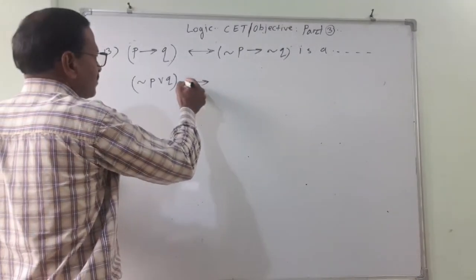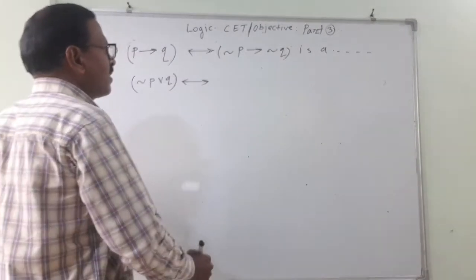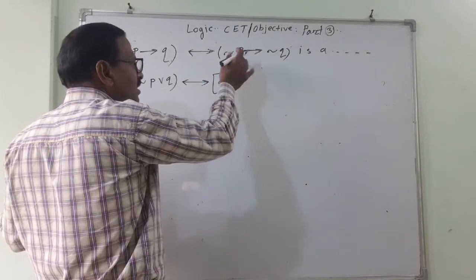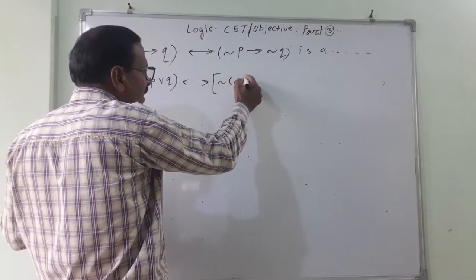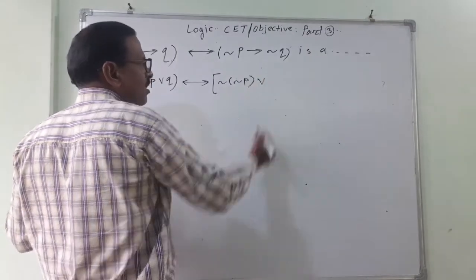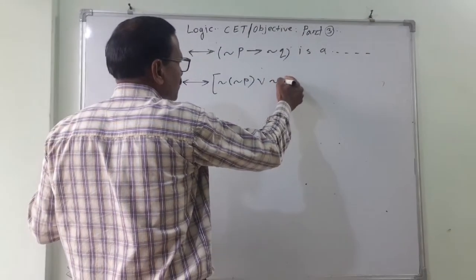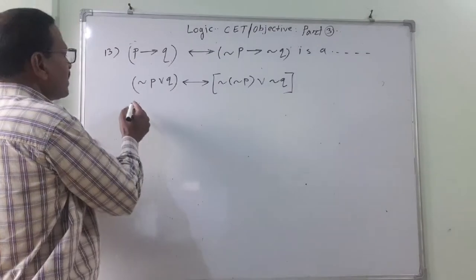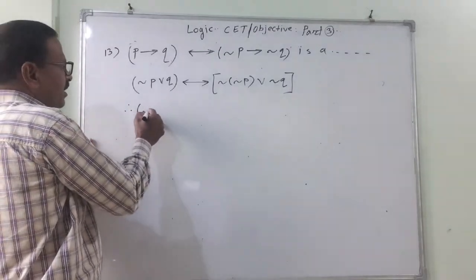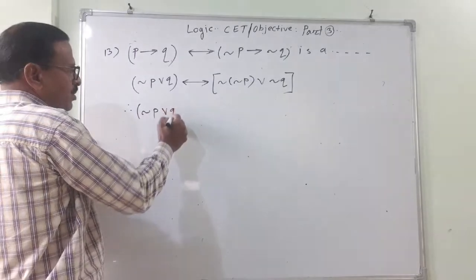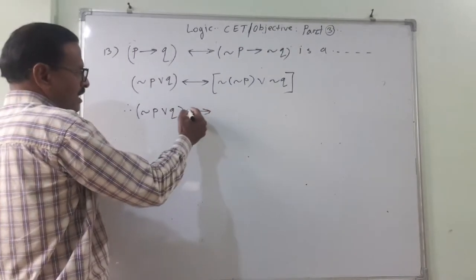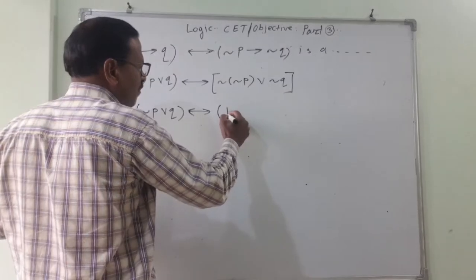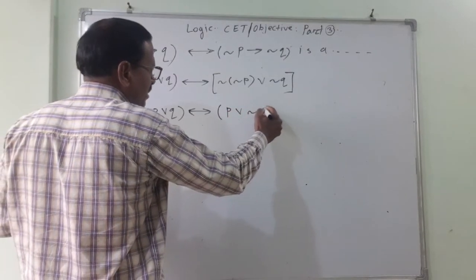Double implication, this means negation of negation P or negation Q. First of all, I will simplify this. Therefore, negation P or Q, double implication, negation will cancel out, and P or negation Q.